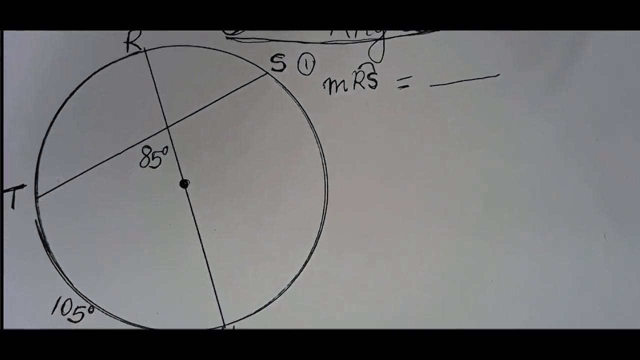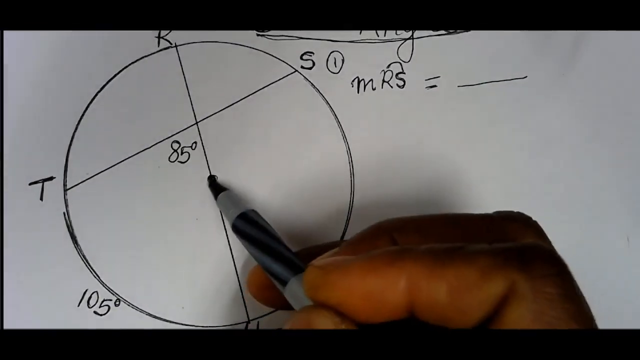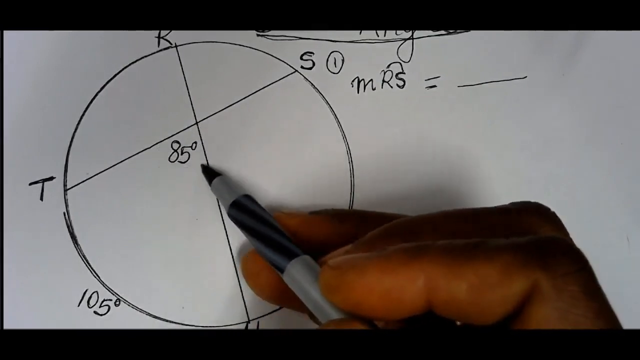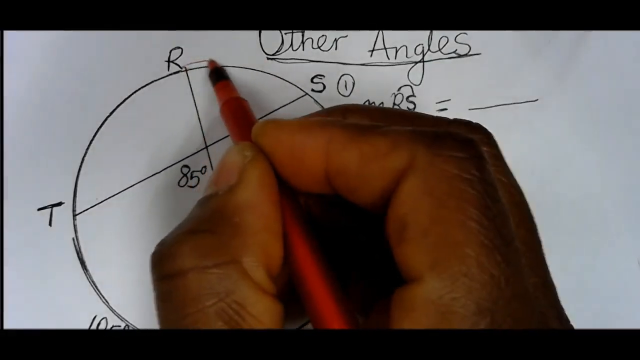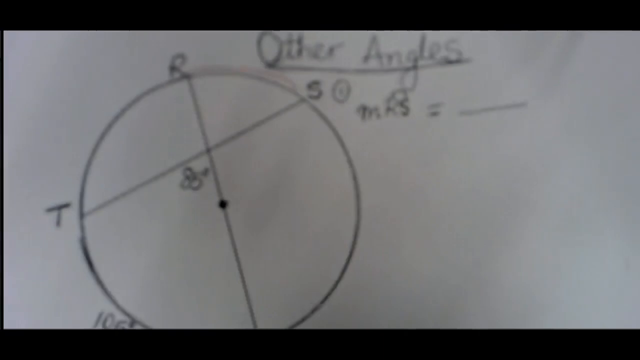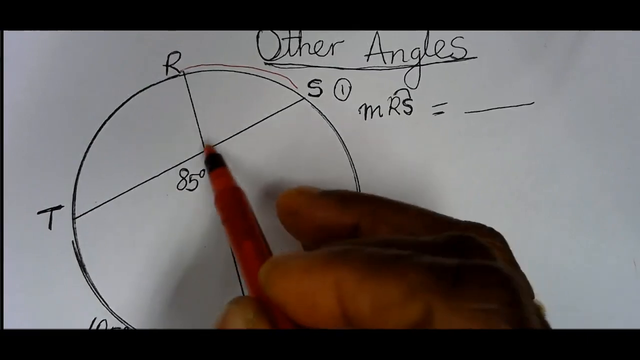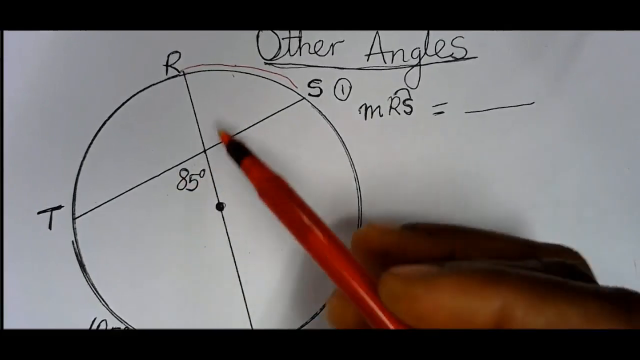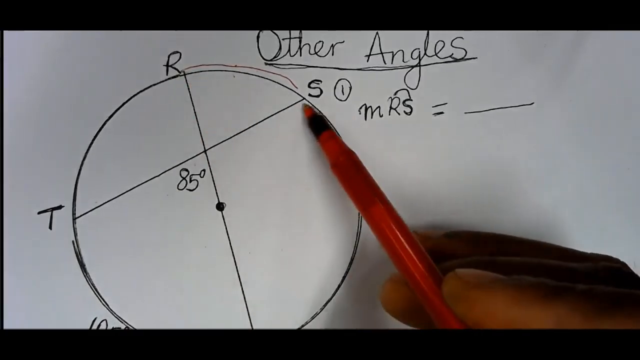So here, given this figure, we see this is the center of the circle. This is where the vertex is formed for angle 85. We're asked to find the measure of arc RS. Arc RS is right here. If this was a central angle, we would say that RS is the same as this, but because this is not at the center, it's going to be different. We're going to consider both arc TU and arc RS.